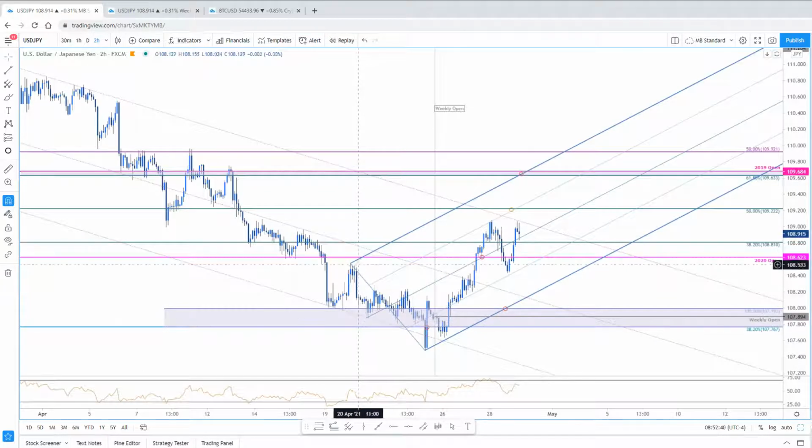Here's a pitchfork off the low. Median line break, 75% parallel hold, 25% parallel hold. So what I'm seeing here is basically a near-term consolidation below downtrend resistance. You need the breach above 109.20 to validate the breakout, in which case you're looking for 109.68, 109.60s.